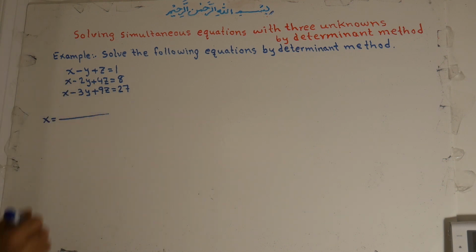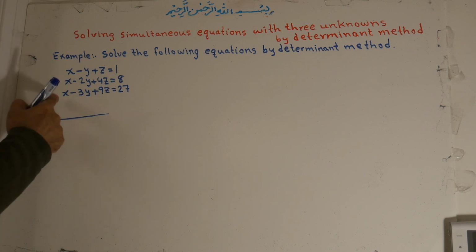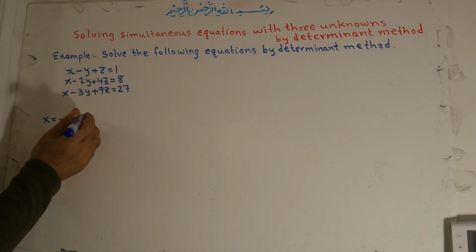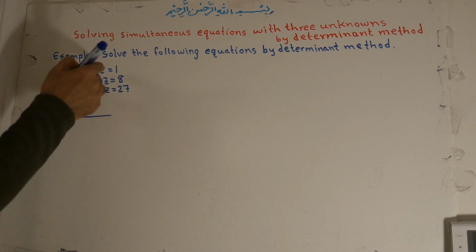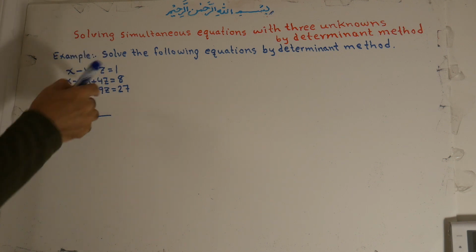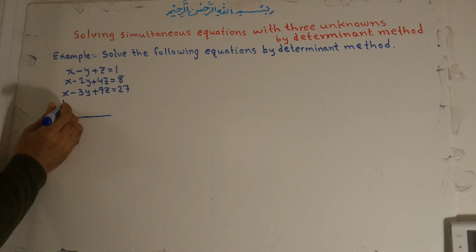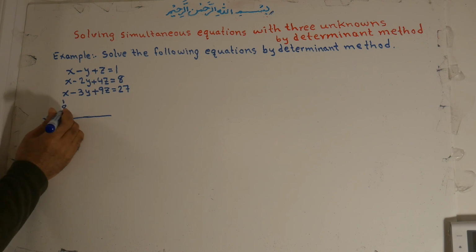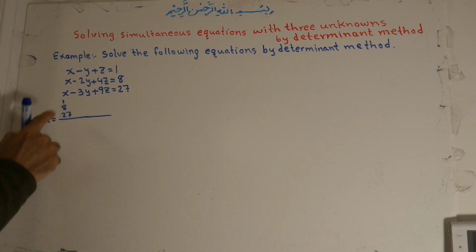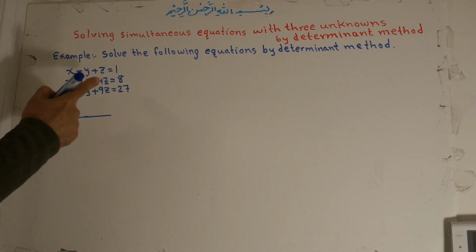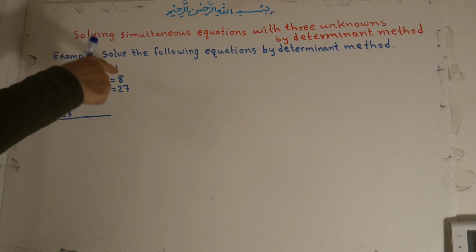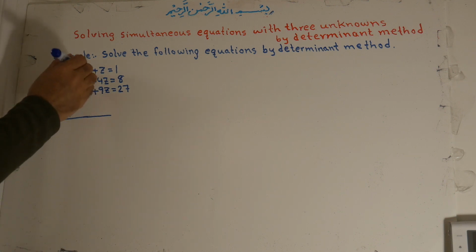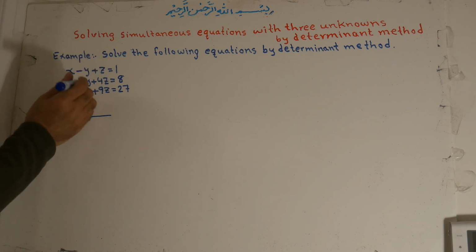Instead of the coefficient of x, we write the constant numbers, 1, 8, and 27. Because we solved this one for x, we replace the coefficients of x with these constants: 1, 8, and 27. And for the rest, y and z, we write their own coefficients.